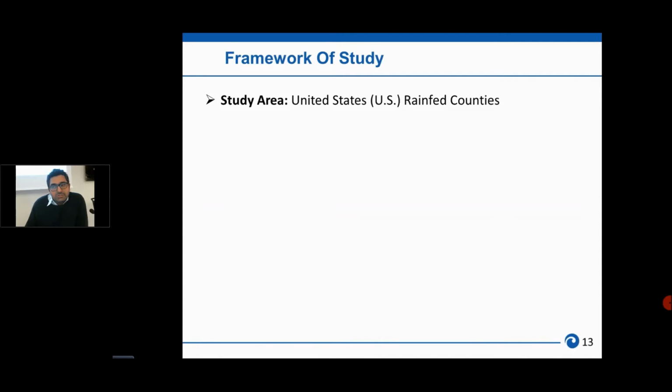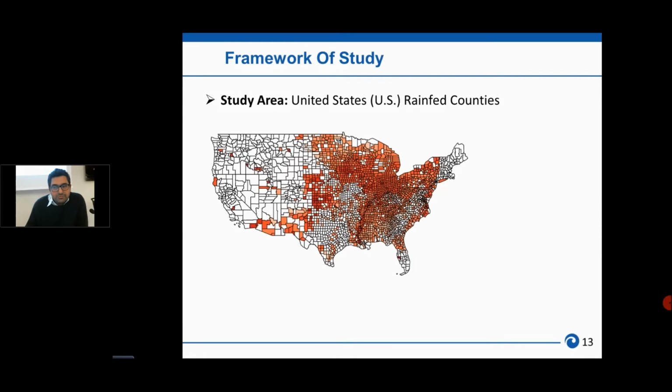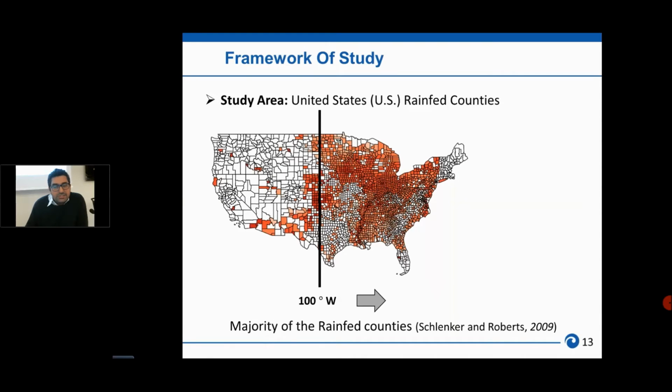For this study, we are focusing on United States counties, but the rain-fed counties. Typically these rain-fed counties are east of the 100° west meridian. Just a quick introduction on the county: a county in the United States is an administrative unit within a state. The size varies. The largest is approximately 52,000 square kilometers, and the smallest is 32 square kilometers.